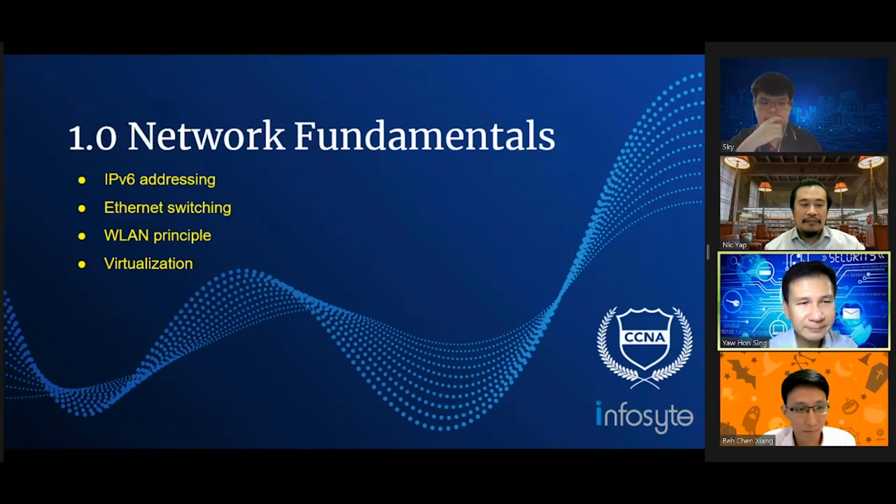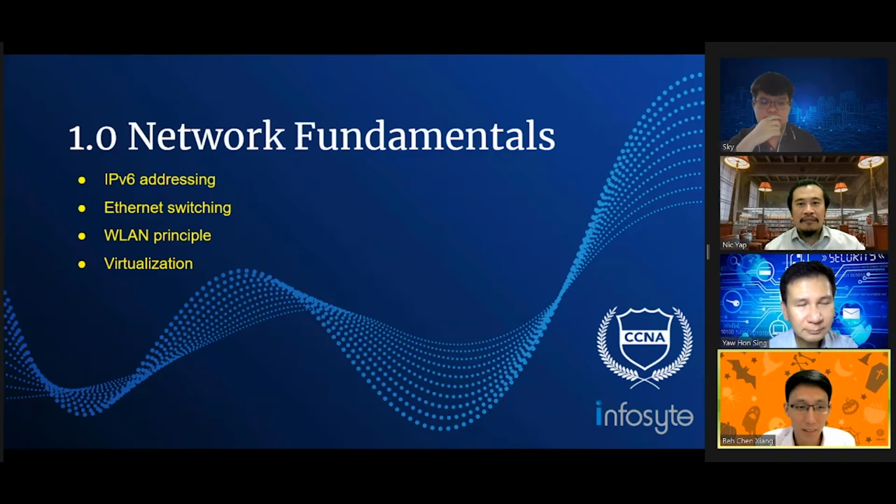Thank you, Steven. Besides what Steven just said about IPv4, nowadays we are also using IPv6. You might wonder why we need IPv6 when the most commonly used IP is IPv4.